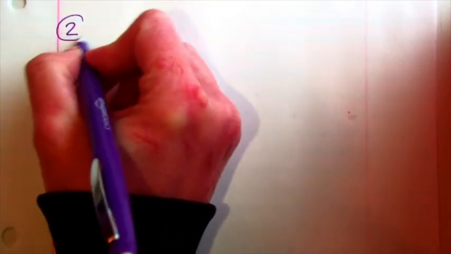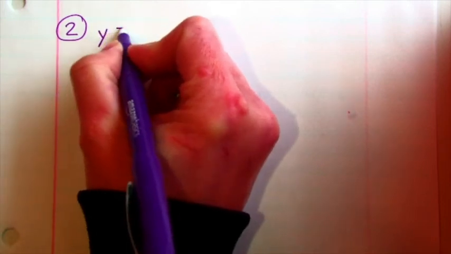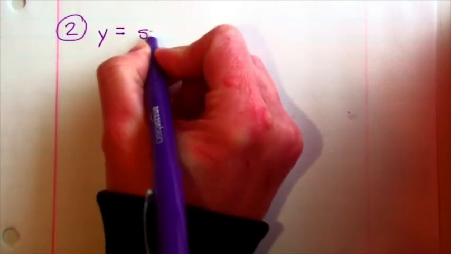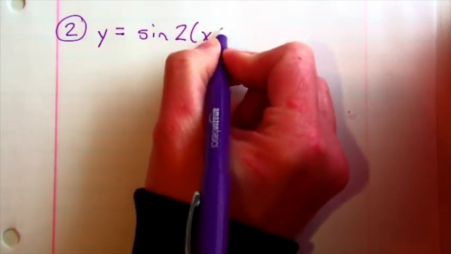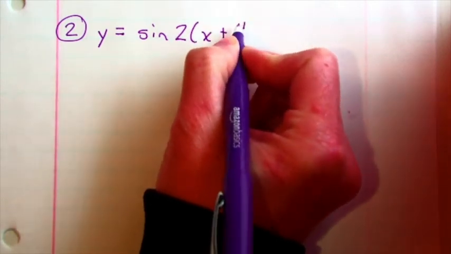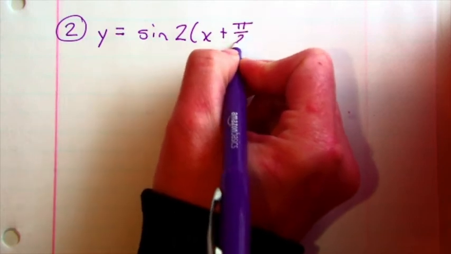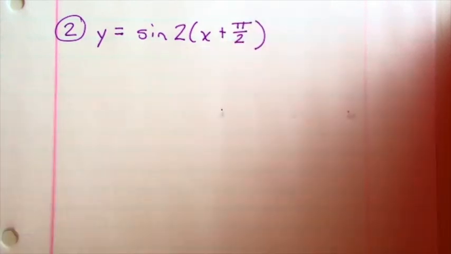So example number 2 is y is equal to sine of 2 times x plus pi over 2. That'll be our next example.